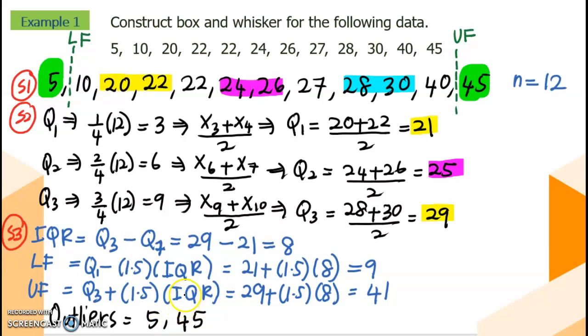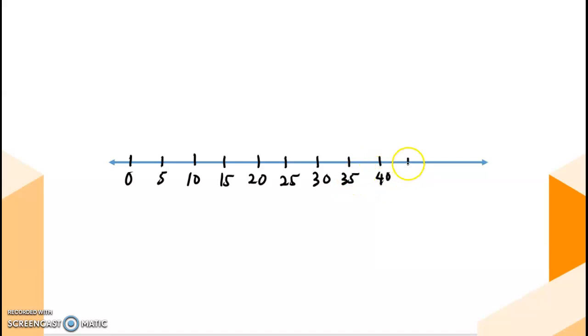Next, we are going to proceed with step 4, plot the box and whisker. Our data is from 5 until 45, so we do the scale here. Let's say we start with 0: 0, 5, 10, 15, 20, 25, 30, 35, 40, 45, and 50.